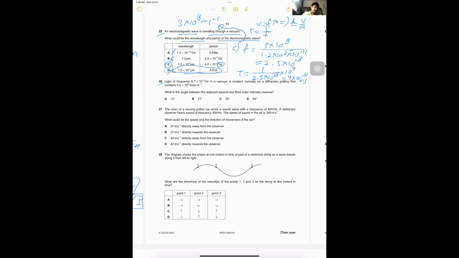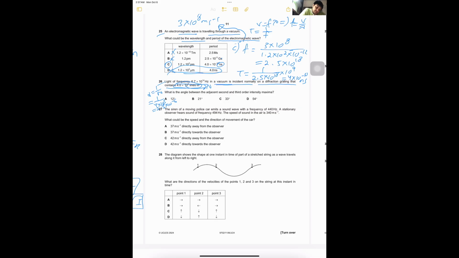Question 26. Light of frequency this hertz in a vacuum is incident normally on a diffraction grating that contains this many lines. So we know that d equal to 1 by n, so this value right here is n. So 1 by 4 into 10 to the power 5 is 2.5 into 10 to the power minus 6.